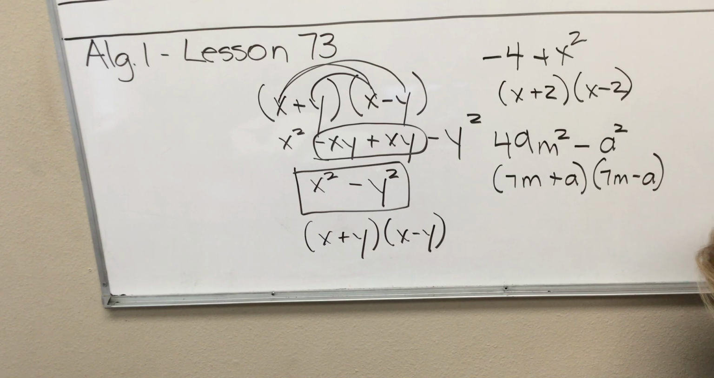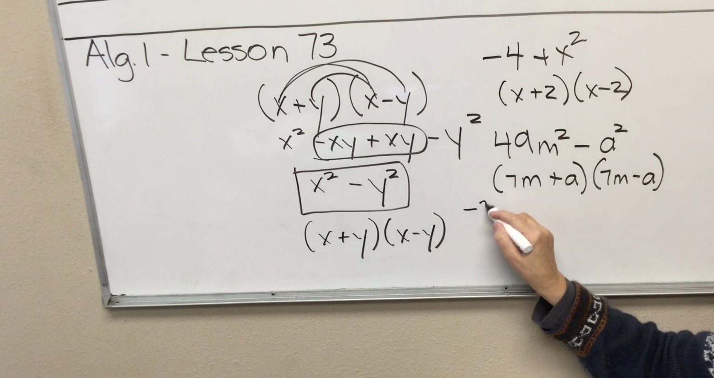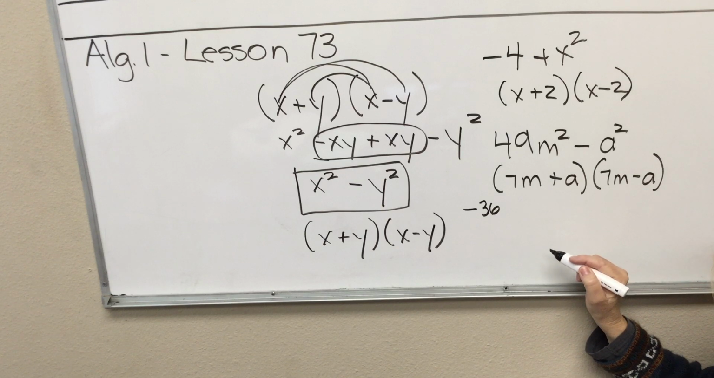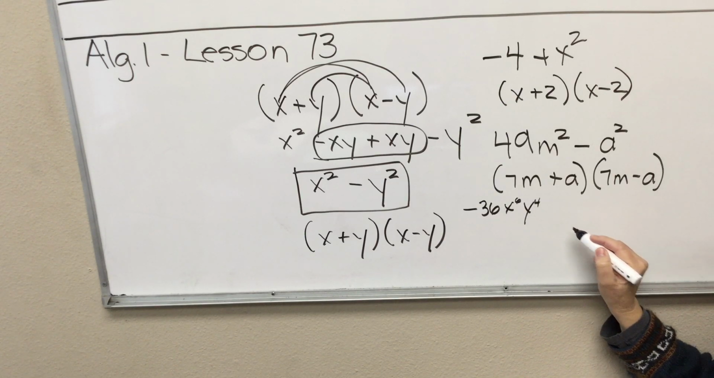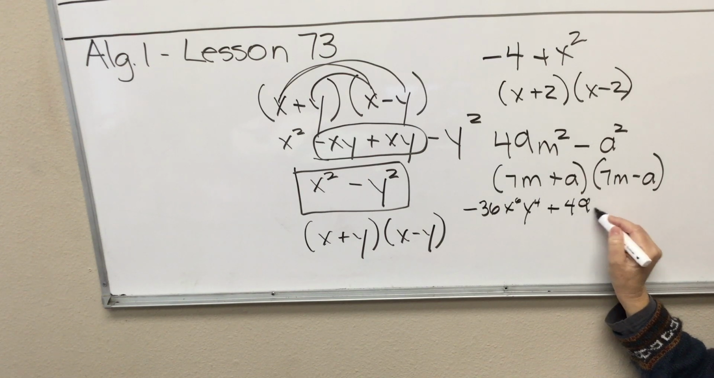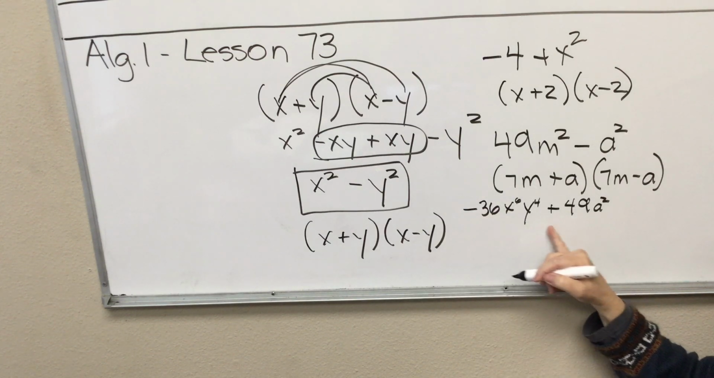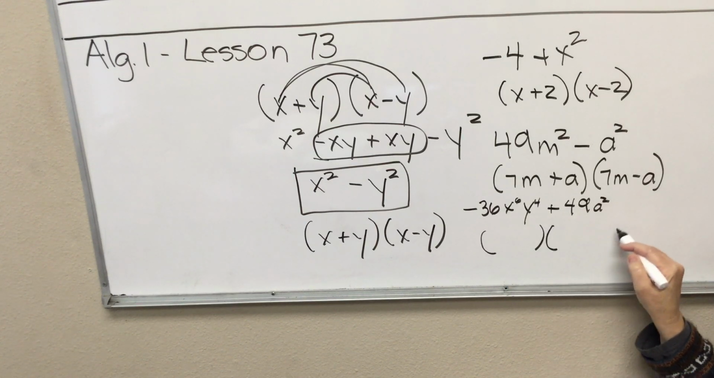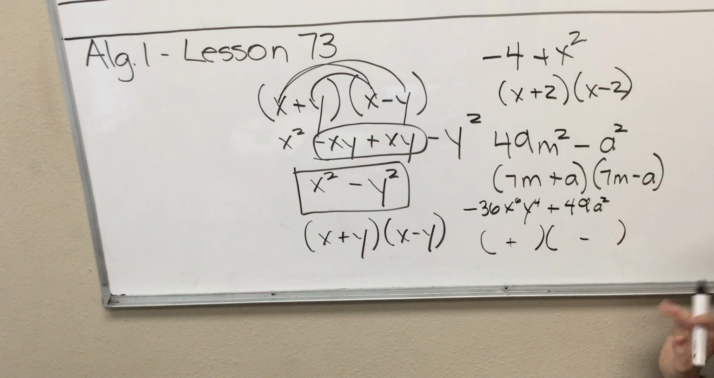Let's do the last example. It's a little more complex just to keep it going. And that one is negative 36 x to the 6th, y to the 4th, plus 49 a squared. I hope you can see. I'll check before I post this. So we're going to rearrange it so I have plus and minus with our two sets of parentheses. We'll have plus, and it doesn't matter which one you put first. You could put the minus first if you wanted. That doesn't matter, because in order of multiplication, it doesn't make a difference.